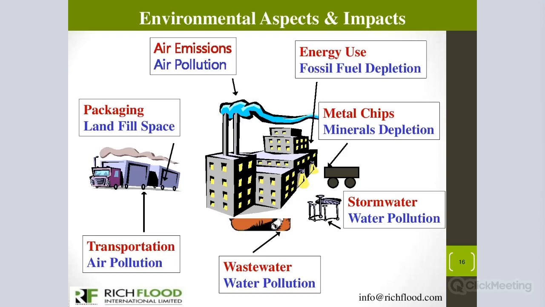In your organization, what are the environmental aspects to be considered? From the pictures we have above here, we have the release of emission from this very factory, that is air pollution, energy usage issue, that is fossil fuel depletion, mineral depletion, stormwater, that is water pollution, wastewater discharge, that is also water pollution. You can also have air pollution from transportation. So all these are some of the environmental aspects to be considered in the organization.